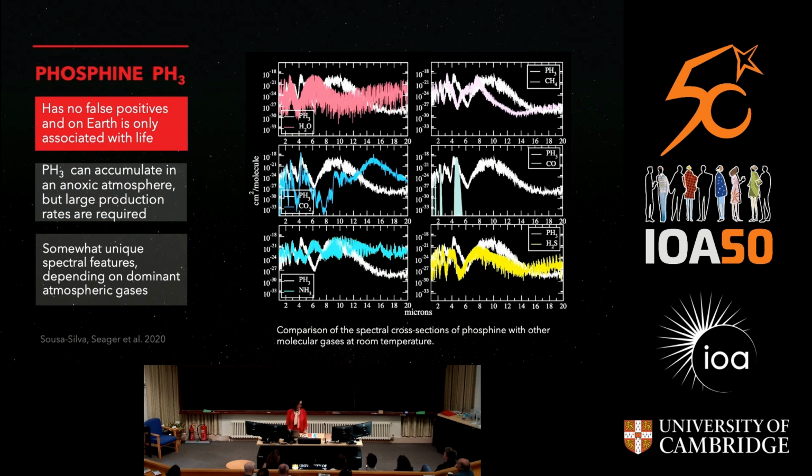In cross sections as a function of wavelength and microns. If you look at the white curve, that's phosphine cross section at room temperature. And you can just glance at the other colors to see, does phosphine have any unique spectral features? You can see in the top left, for example, it pokes out above the water vapor feature. So on the whole, I would have said this was my number one absolute favorite biosignature gas.